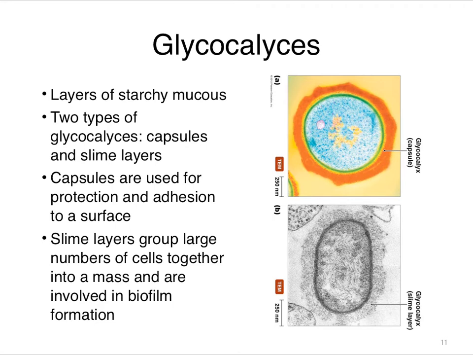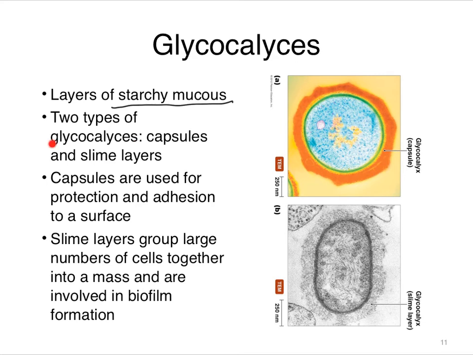All right. Continuing to move out, glycocalyses. Glycocalyses are layers found outside of the cell, outside of the cell membrane, outside of the cell wall. So they're coating the cell. And they are made out of a starchy mucus. When you mix starch and water, what you get is a mucus of some sort. And basically, it's mucus. It's snot, right? Some snot is thicker, some snot is gooier. It tends to be pretty sticky. There's two general types of glycocalyses.